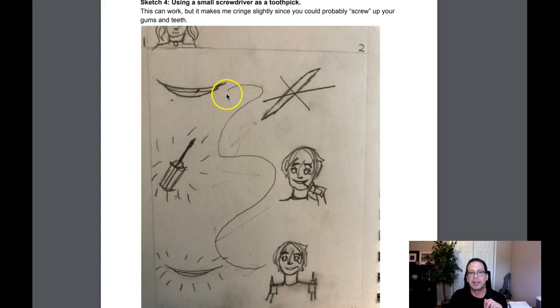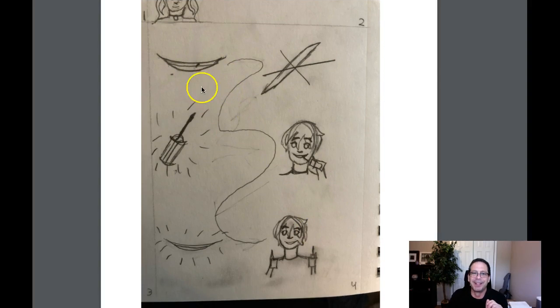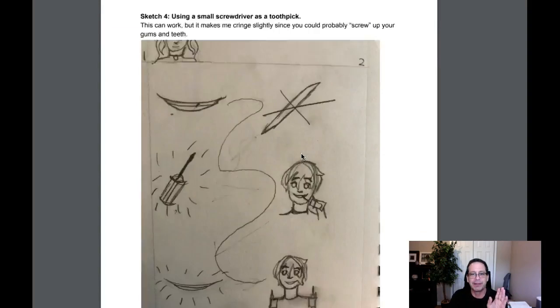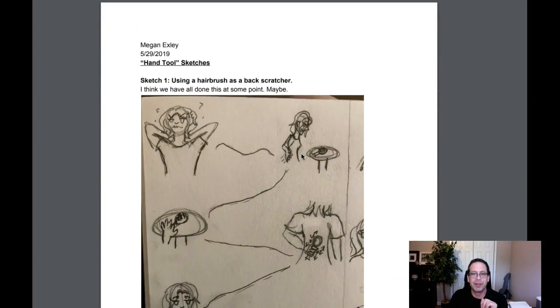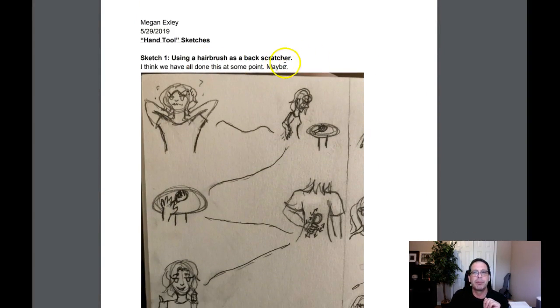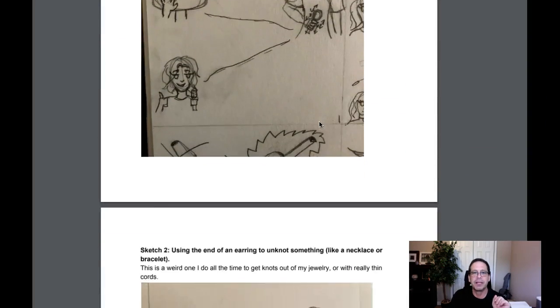I looked at this and thought, God, if I ever saw my kid do that. And likewise, if I did that when I was a kid, my mom would have wrung my neck, right? Because dentists are so expensive. So let's go ahead and take a look at these. Hairbrush as a back scratcher. We've all done it, definitely.